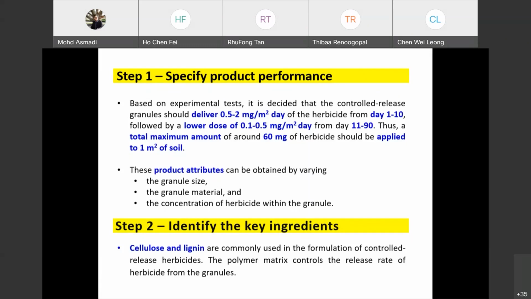Even if you do the decomposition, if you heat cellulose and lignin, the lignin rate is very slow, and the cellulose reaction rate is much higher compared to lignin. So we can expect that this release rate is based on the reaction rate. So these are the two key ingredients. I think we can do the comparison between cellulose and lignin.